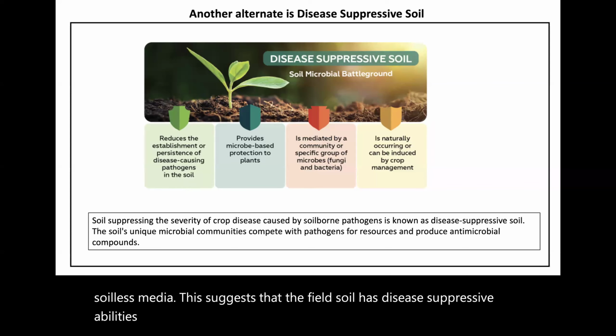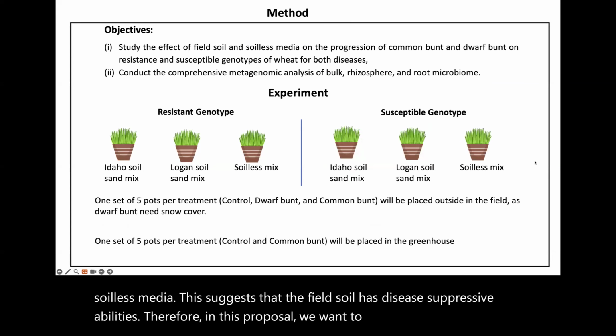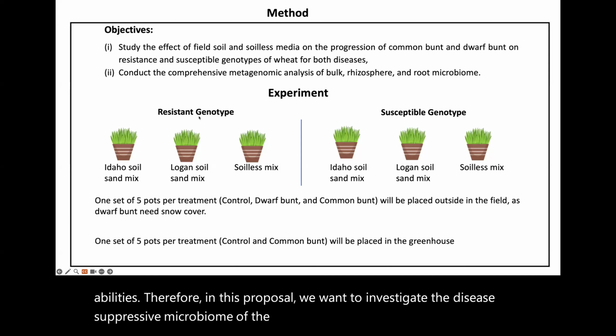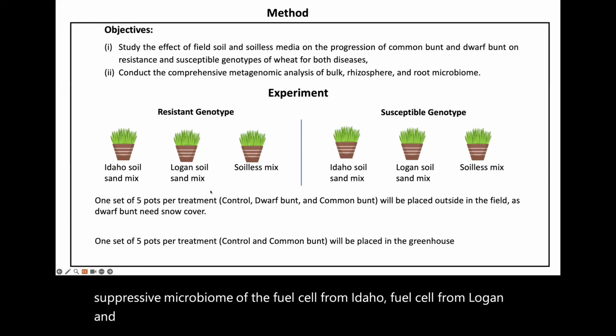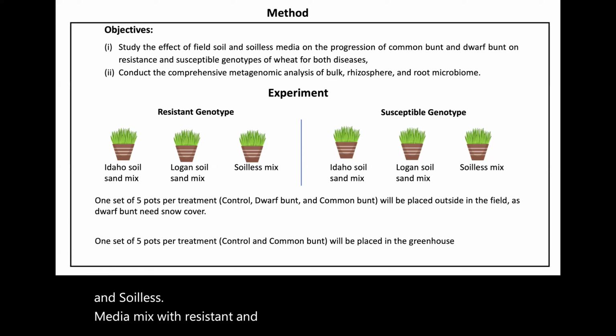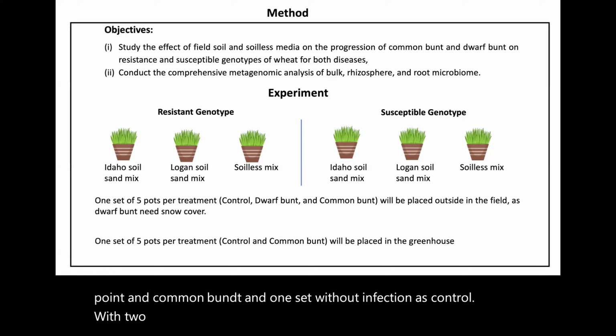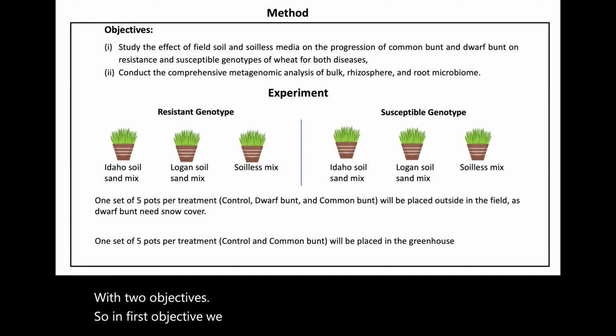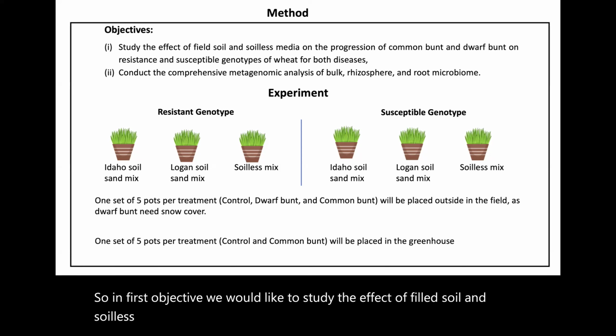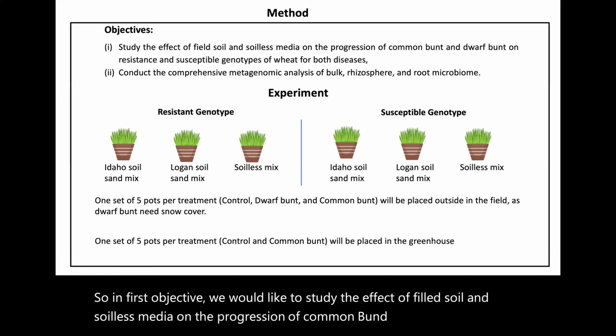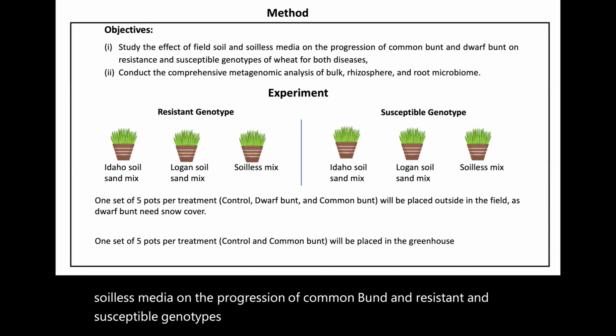Therefore, in this proposal, we want to investigate the disease suppressive microbiome of the field soil from Idaho, field soil from Logan, and soilless media mix with resistant and susceptible genotypes infected with dwarf bunt and common bunt, and one set without infection as control, with two objectives. In the first objective, we would like to study the effect of field soil and soilless media on the progression of common bunt and dwarf bunt on resistant and susceptible genotypes of wheat for both diseases.